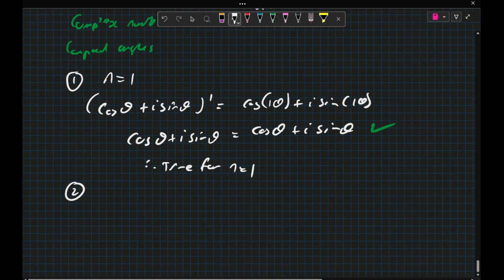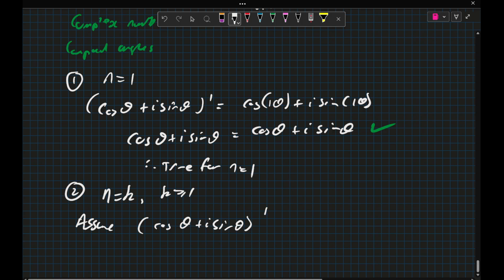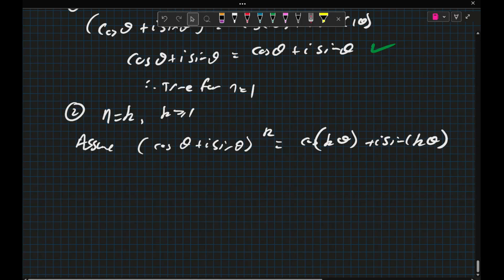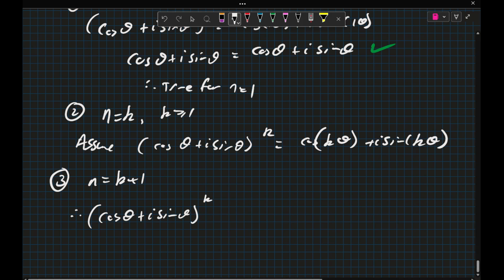Okay. We're going to have n equals k for k greater than or equal to 1. So we're going to assume that cos theta plus i sine theta to the power of k is cosine k theta plus i sine k theta. Okie doke. So we're now going to have n equals k plus 1. Therefore, we're going to have cosine theta plus i sine theta to the power of k plus 1. Again, we want this to be cosine of k plus 1 times theta plus i sine of k plus 1 times theta.